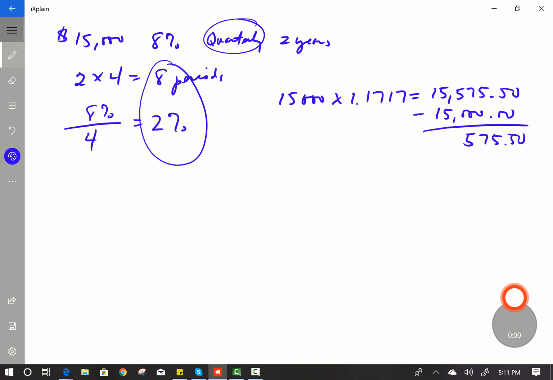Oh, you know what? I made a mistake. Scratch that. The 15,000 times 1.1717 is not 15,000. It is 17,000. $17,575.50. Then subtract out the $15,000 investment, meaning that we earned $2,575.50.